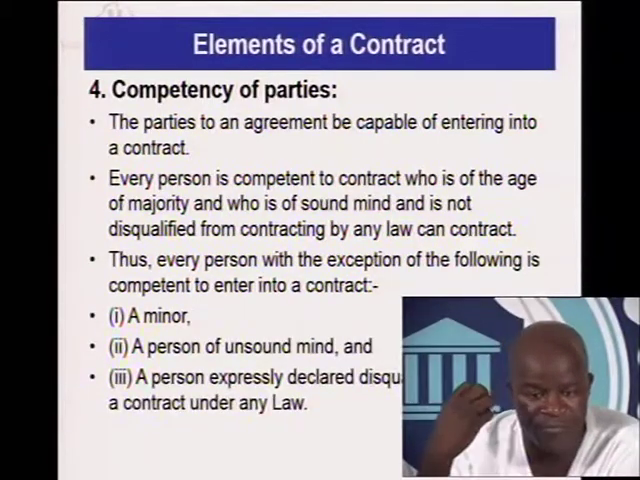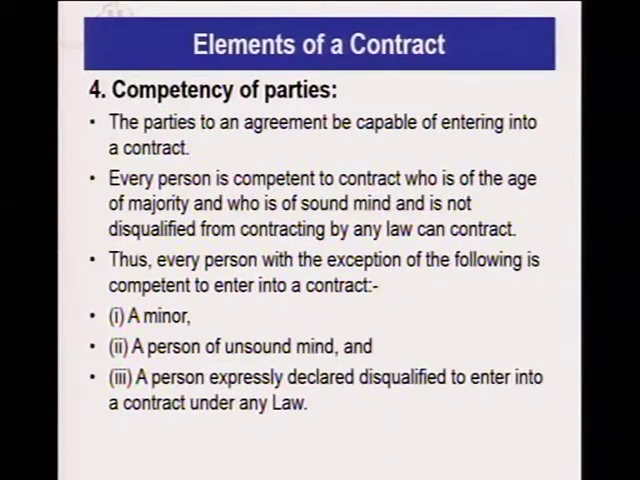Now, when we're talking of competence of the parties, for us to say this contract is valid, the people who have entered into this agreement, A and B, should be people who are capable of entering into a contract. And according to law, as a general rule, every person is competent to enter into a contract if the person is of the age of majority, and if the person is of sound mind, and if the person is not a disqualified or a specified person by law.